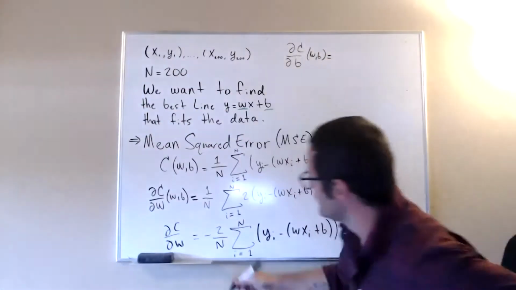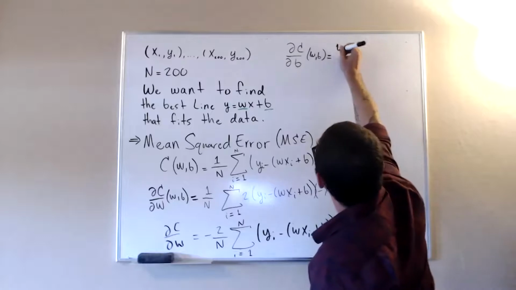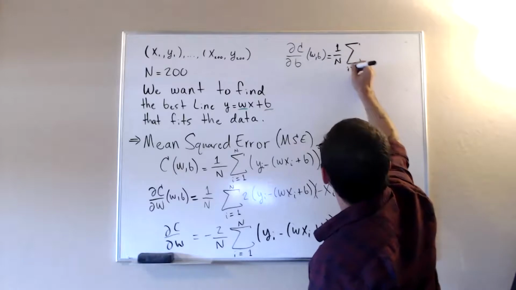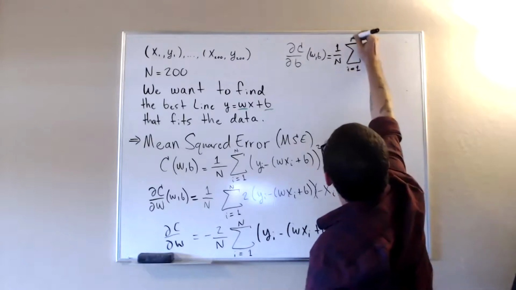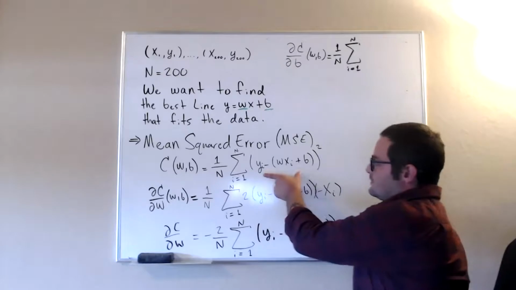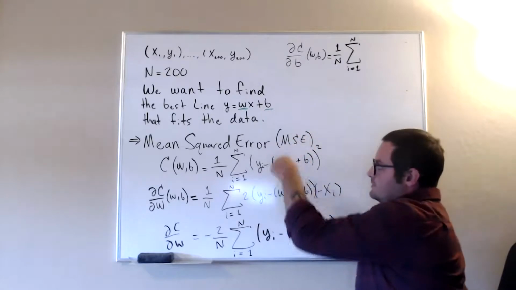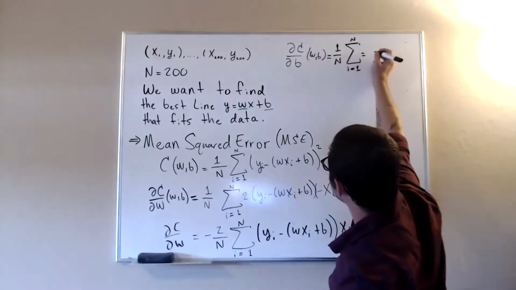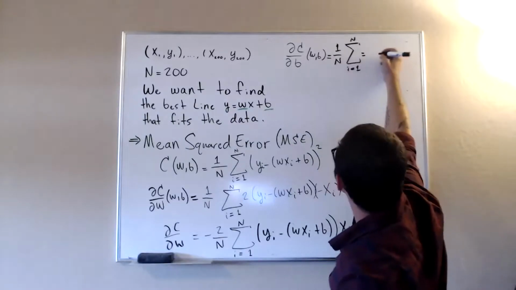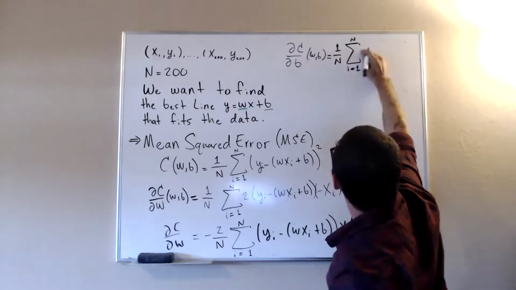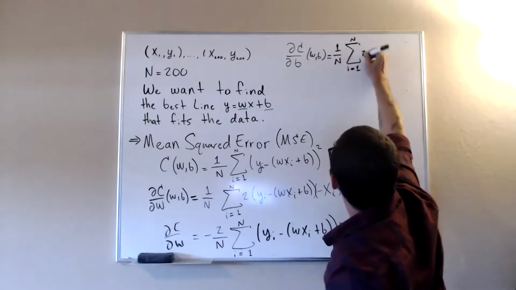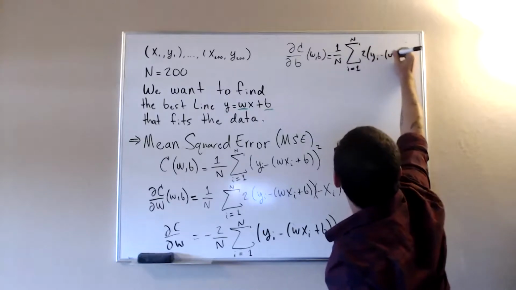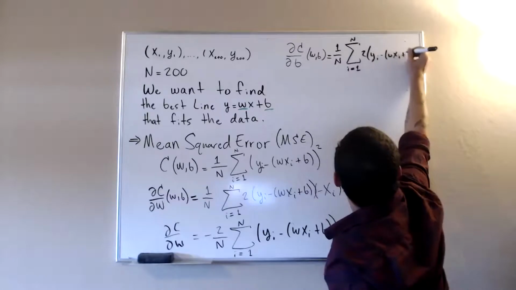Well, again, we have this 1 over n term times the sum from i equals 1 to n of the derivative of this with respect to b. Well, the derivative of the outside is just going to be 2 times the inside, right? So yi minus wxi plus b.